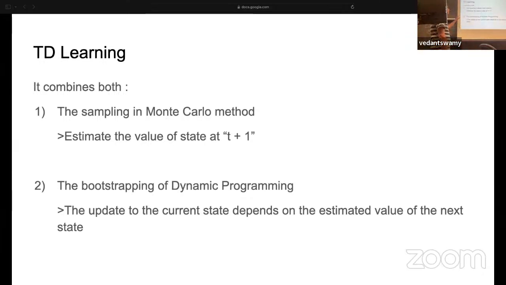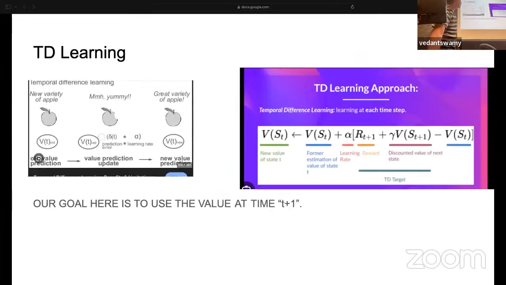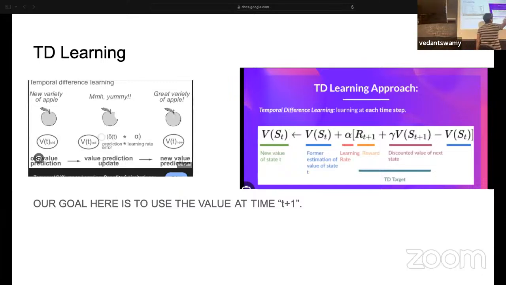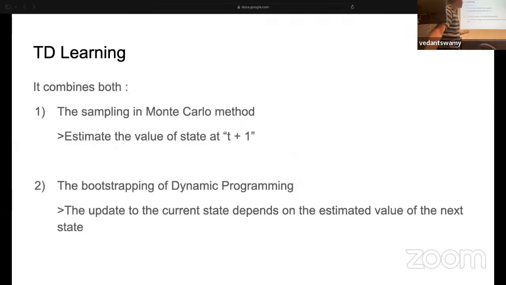So temporal difference learning can be thought of as a combination of dynamic programming and Monte Carlo method, because like dynamic programming, it depends on the value at the next state as well. And therefore, it is a form of dynamic programming. And it also uses Monte Carlo methods because it uses an estimate of the value of st plus 1 as well, just like in Monte Carlo methods, where we were trying to estimate the value of GT in that case. So TD can be thought of as a combination of both.